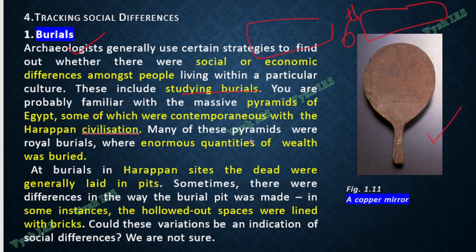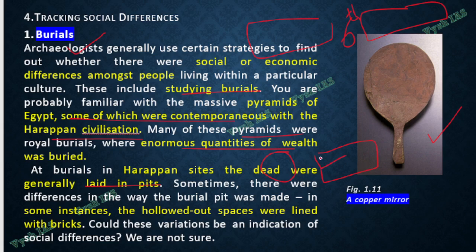So here they are telling that some of the people were put in pits. It can be circular, it can be rectangular, and sometimes in that you find an enormous quantity of wealth also. Like in the pyramids of Egypt, which are contemporary to Harappan, same timeline, you find a lot of wealth in the Egyptian ones. In the Harappan, it's not always there. Sometimes it will be there, sometimes it won't.